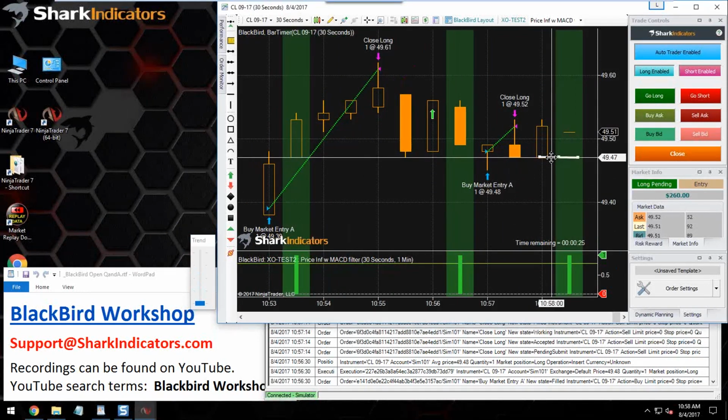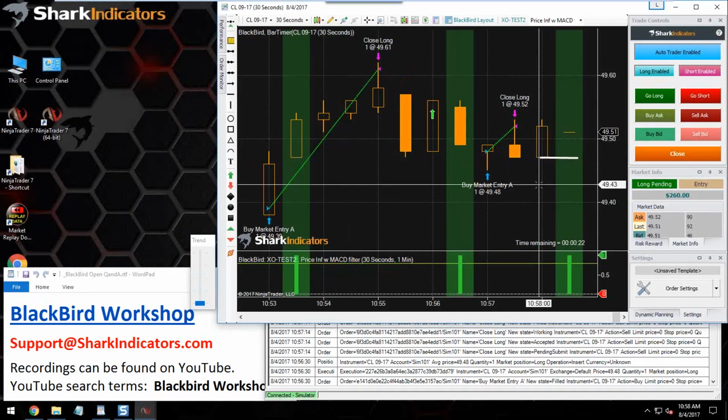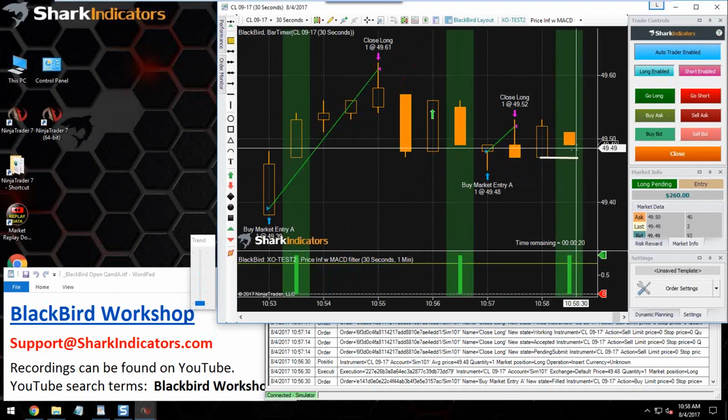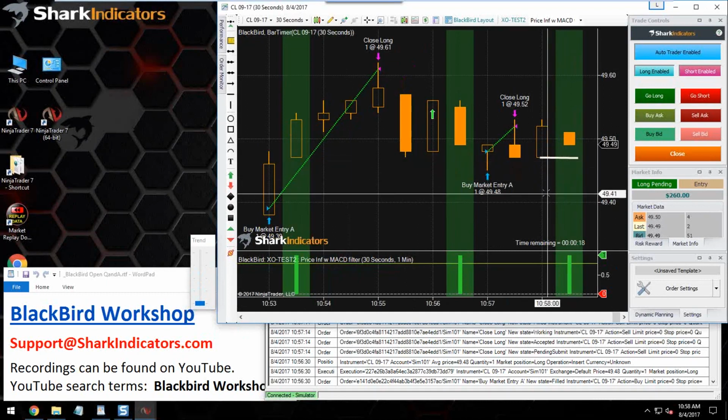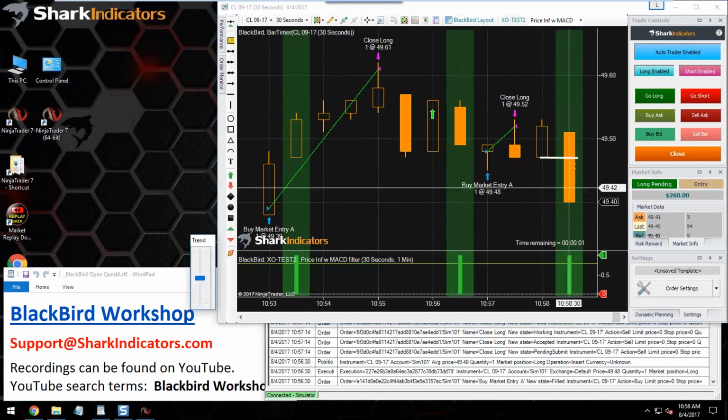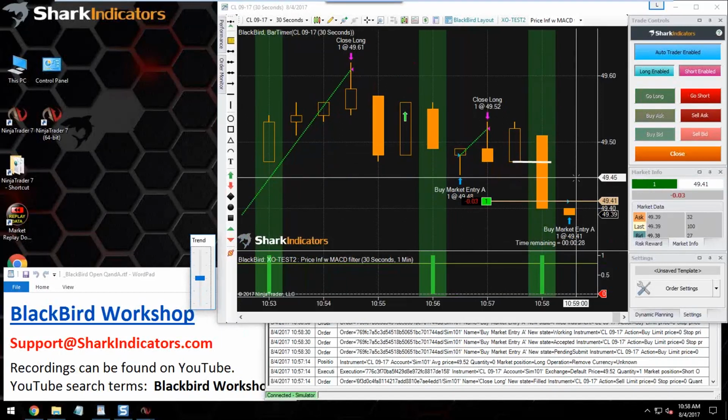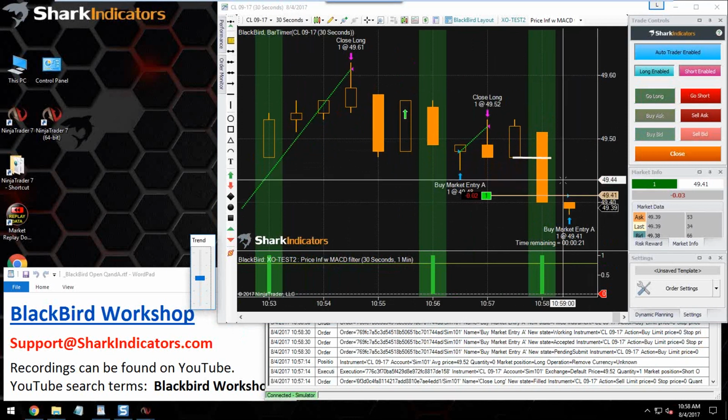Okay, so there's the open of the bar marked. And as soon as price comes down and crosses that open, that should jump us right into a trade. And let's see here. Well, we got a long pending. All right, let's see. It jumped in there.